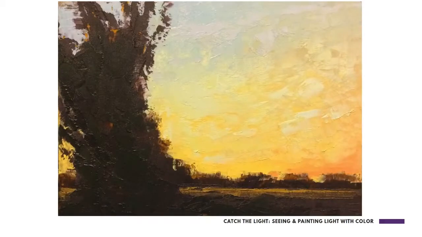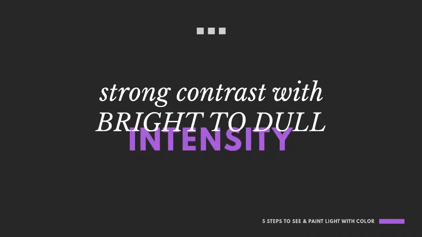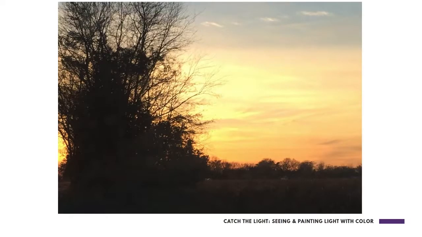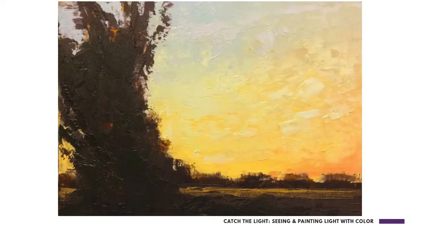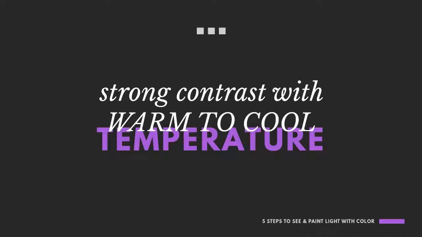And we're going to use those complementary color relationships as we create our painting. You'll also have strong contrast with bright to dull intensities. It's just that you're going to have them where you might not expect them. And by that I mean we're going to have stronger contrast in intensity between the sky and the land. Duller colors in the land, more intense colors in the sky. And you can see that following through here in our painting.